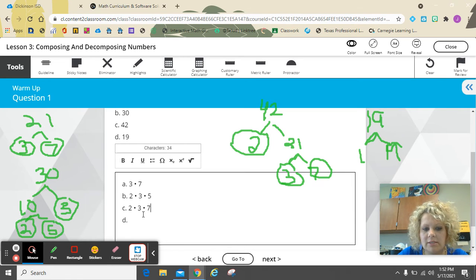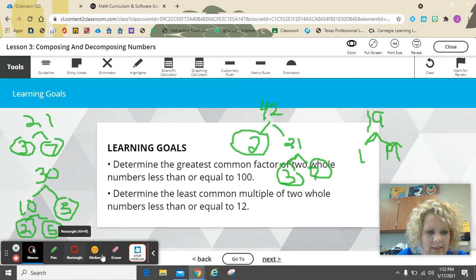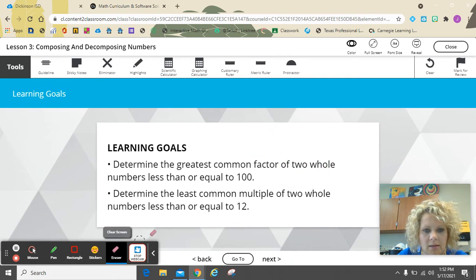And then the last one is just going to be 1 times 19. Okay, and then once you finish those, you can go ahead and click next. Let me go ahead and delete my drawings up here so that we can see.